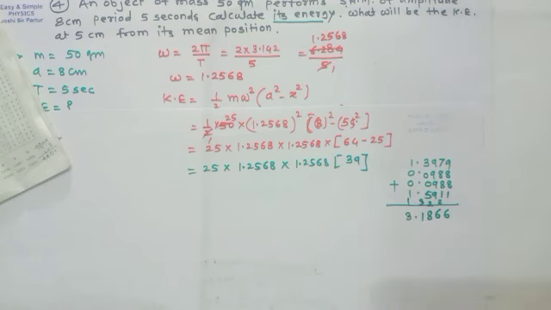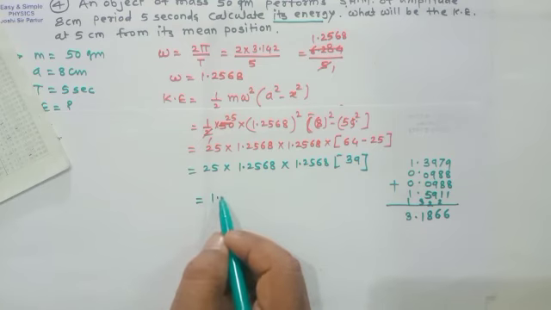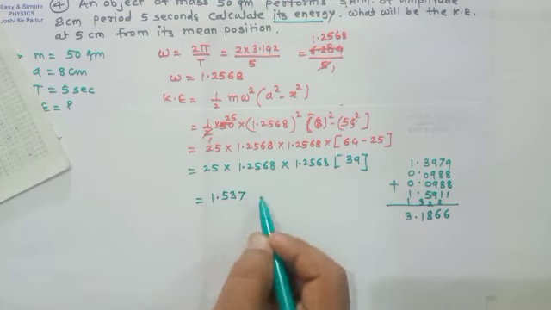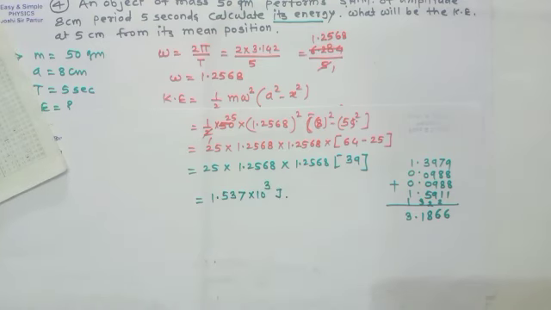If we find the antilog of 0.18, 0.18 in 6 will be 1.535 and in 6 mean difference it will be 2. So kinetic energy will be 1.537 into 10 raised to 3 joule. So its kinetic energy will be 1.537 joule.